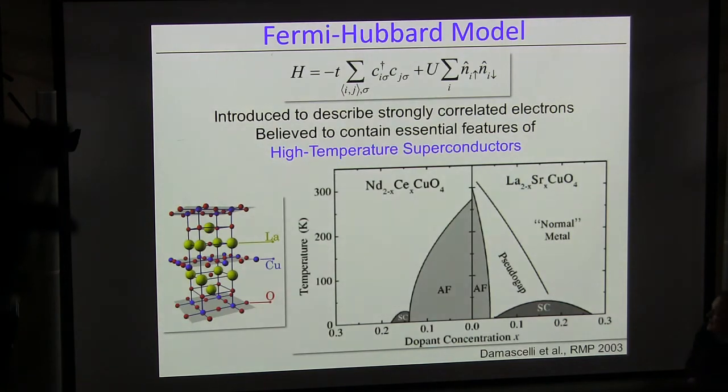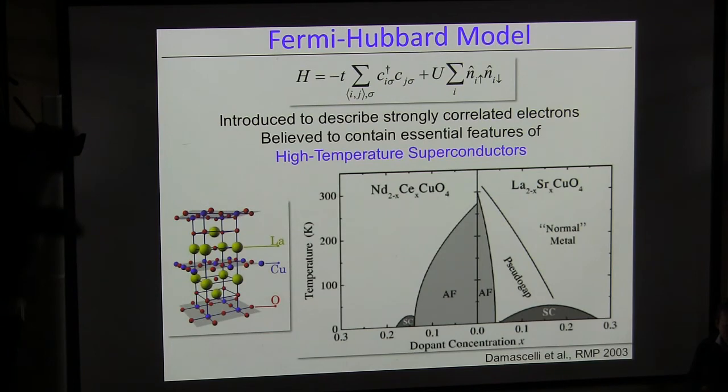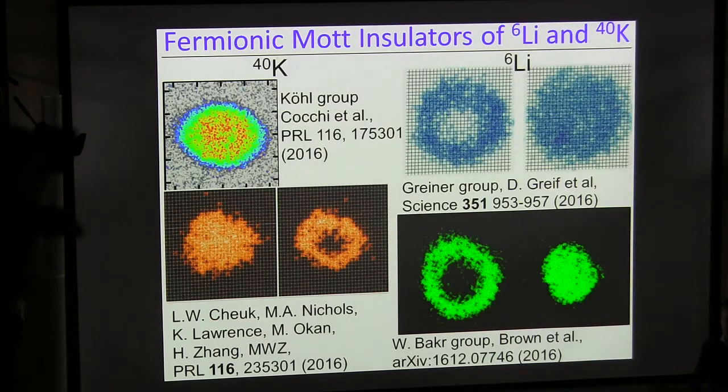And the goal, of course, is to provide a better understanding of what happens in this Fermi-Hubbard model, which is simple to write, of course, but especially difficult to understand. So there have been several experiments on these 2D Mott insulators. Actually, the Munich group is also now doing 2D, so I should put them on.